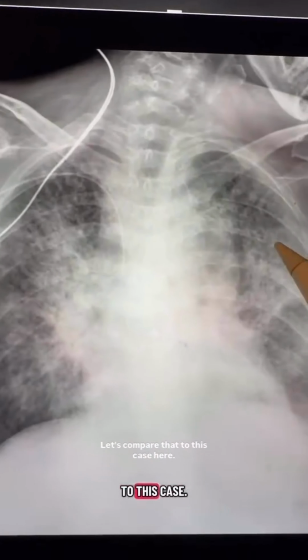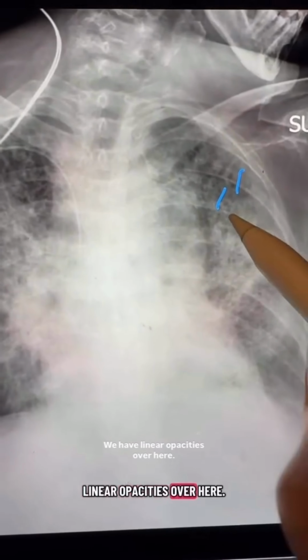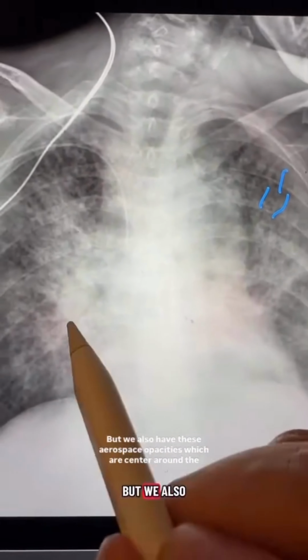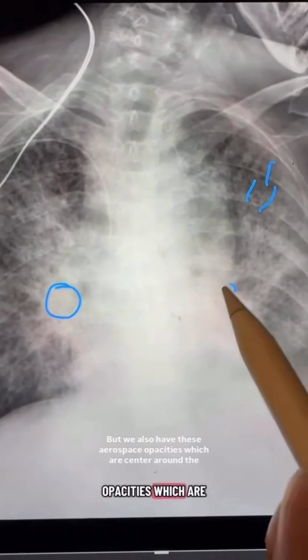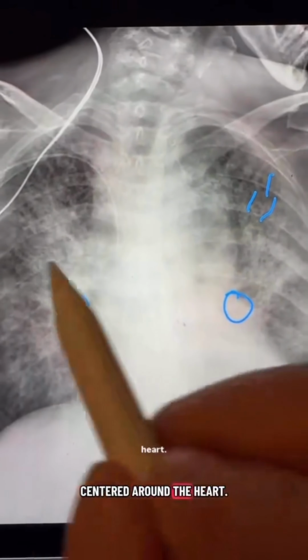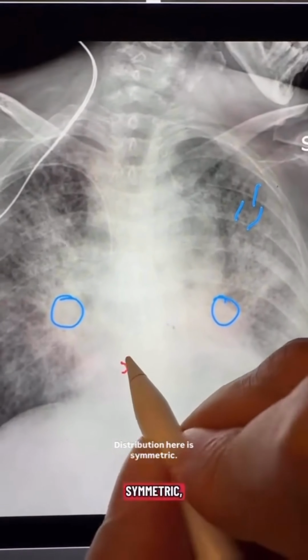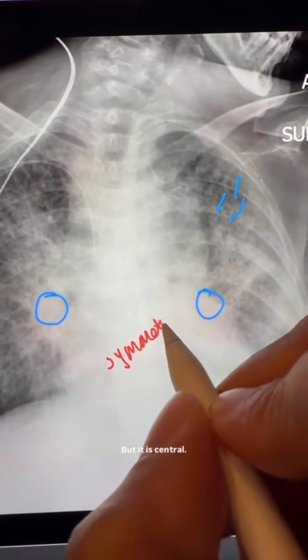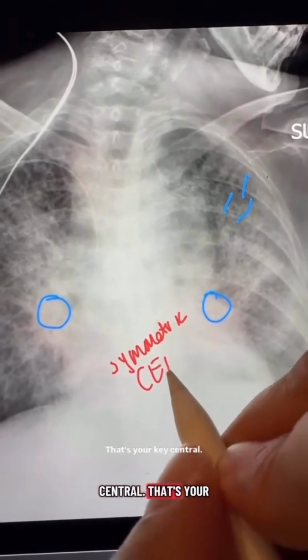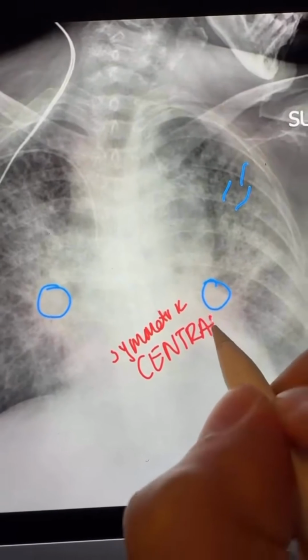Let's compare that to this case here. We have linear opacities over here, so we have some interstitial opacity, but we also have these airspace opacities, which are centered around the heart. Distribution here is symmetric, but it is central. That's your key, central.